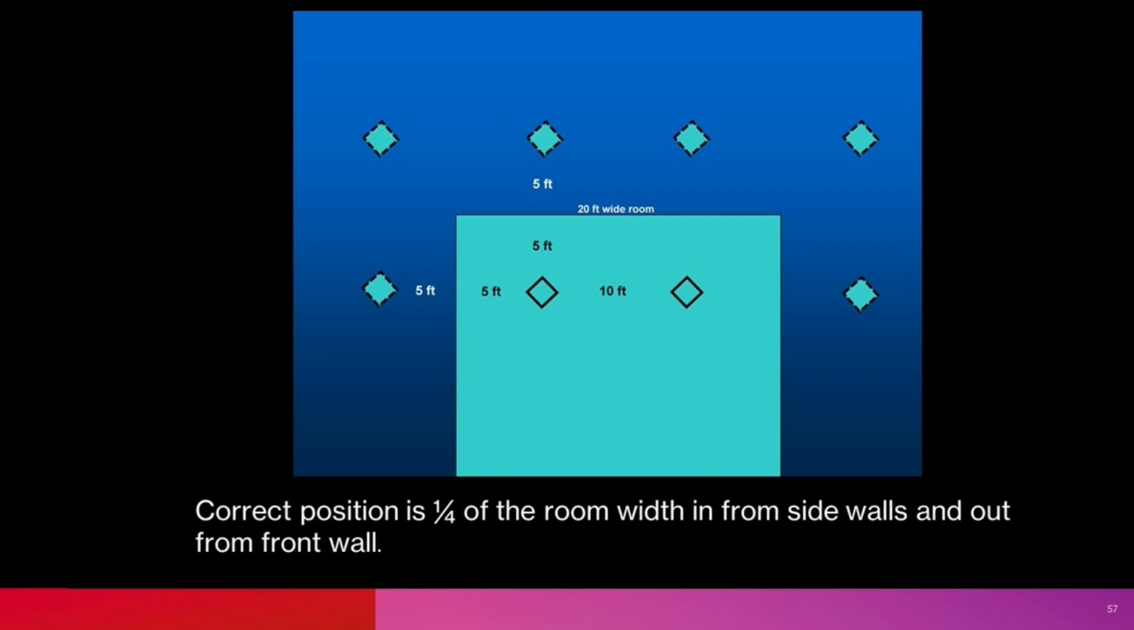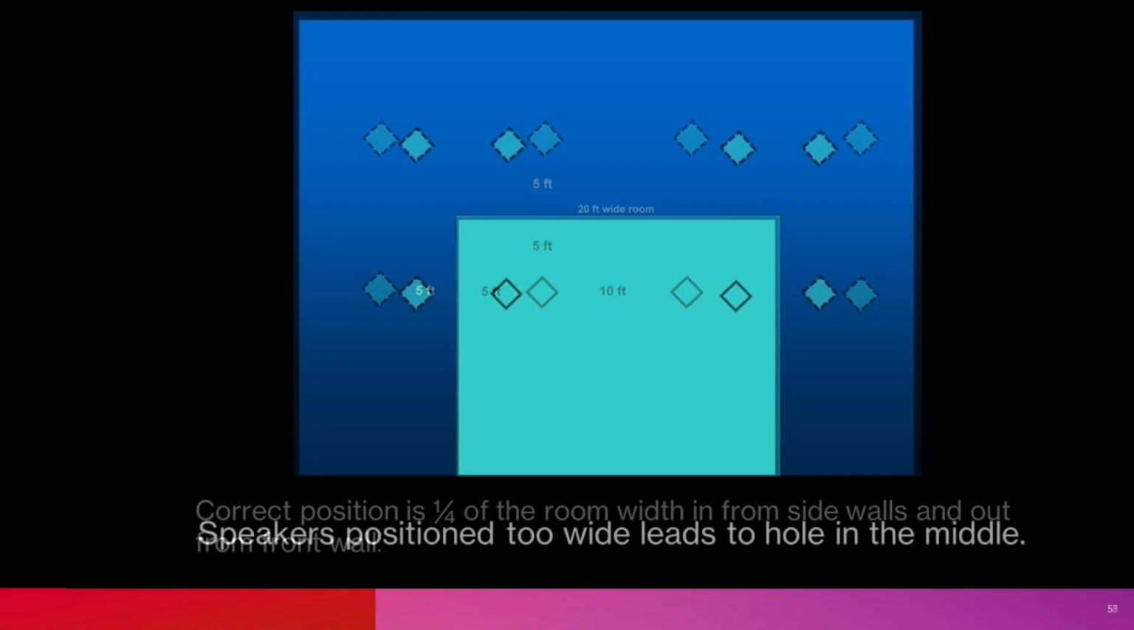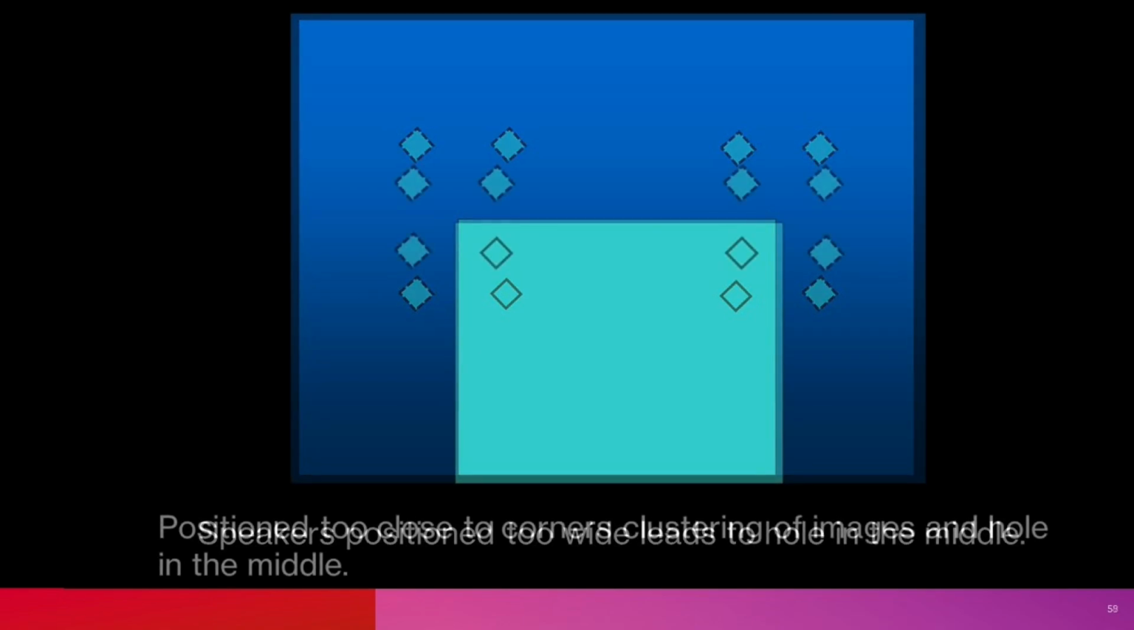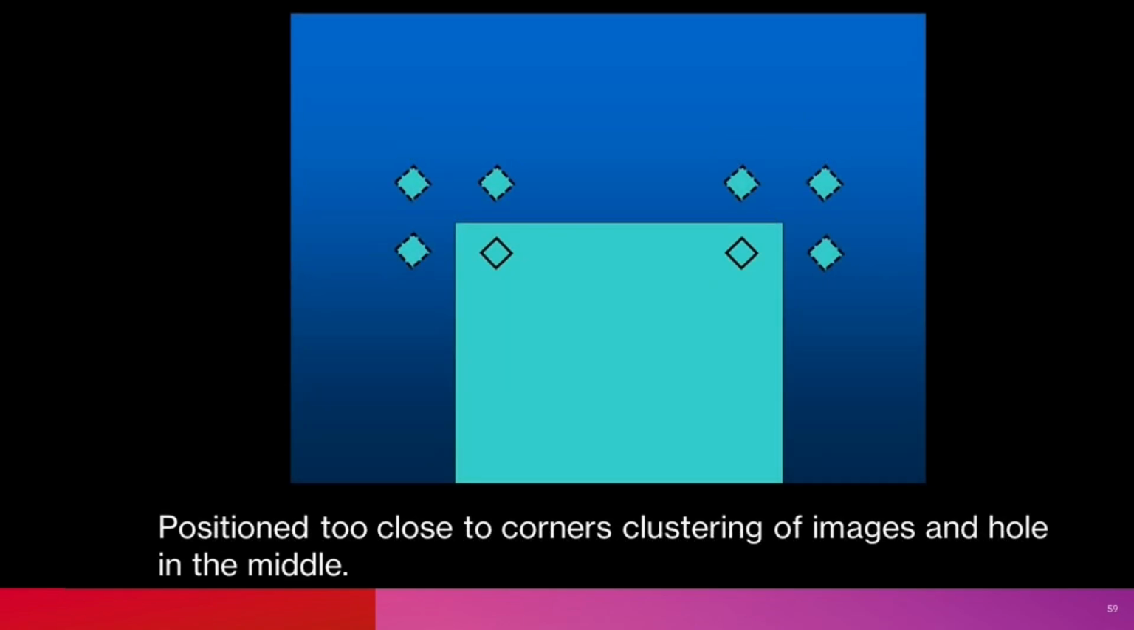So my correct position is a quarter of the room width in from the side walls and out from the front wall. What that creates is a network of speakers and reflected images that are perfectly evenly spaced from each other. If you deviate from that, you can tell with a diagram of this type what happens to your sound. If you've ever wondered what causes a hole in the middle, here you go. Too close to the corners.